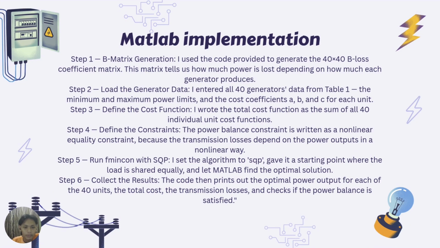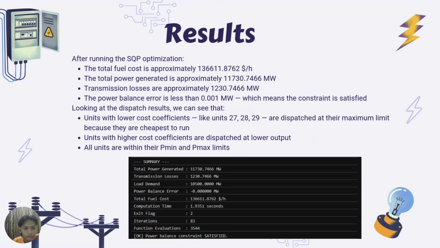So for the MATLAB implementation, there are six steps in the MATLAB process. The first is the B matrix generation, the second is to load the generated data, the third is to define the cost function, number four is to define the constraints, number five is to run fmincon with SQP, and number six is to collect the results. So for the results, as you can see, the table below is the summary of MATLAB using the SQP method.